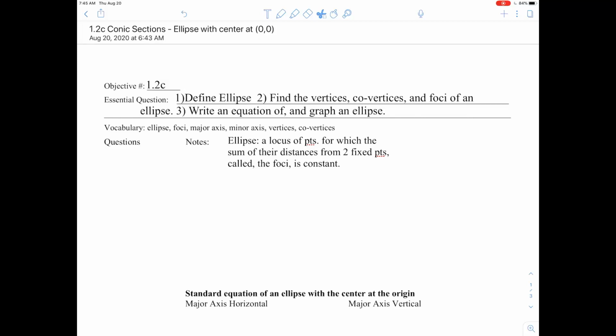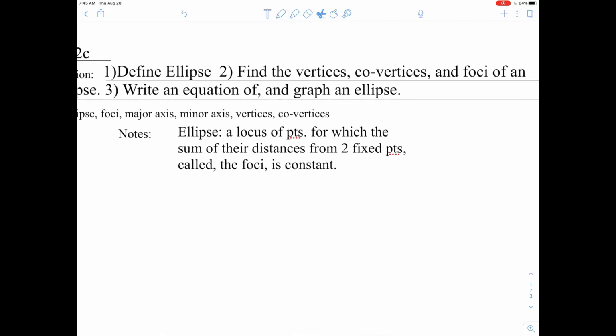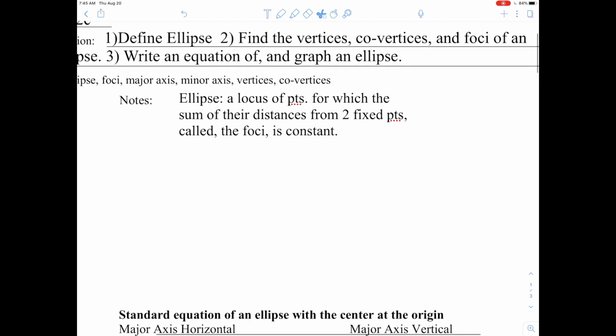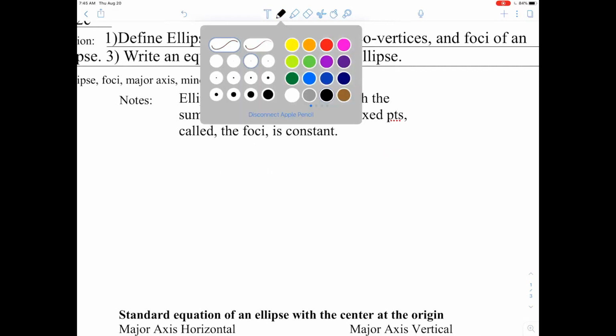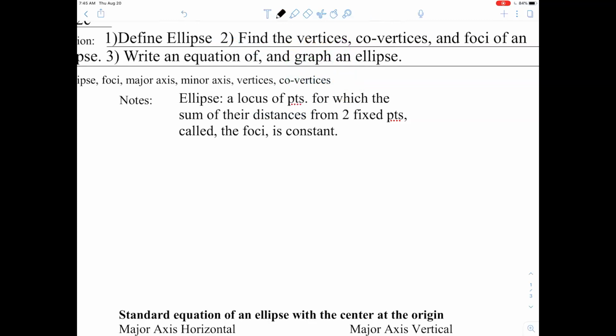So it's just a big collection of points, so it'll make a curve for which the sum of their distances from two fixed points called foci. So now we have two focuses, but proper grammar would be foci, and the sum of the distances from that point to those two points is constant, meaning it never changes. And that's kind of hard to understand. If you wanted to, you could go watch a video of an animation of how an ellipse is located.